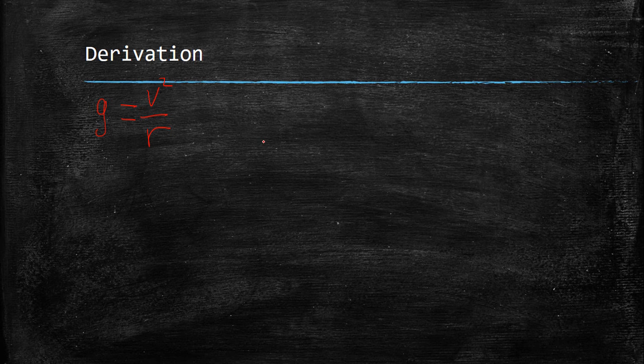Now, the first part of the problem is relatively simple. We just have to rearrange this equation in order to isolate v. So, v squared is going to equal gr, if we just put the r over, and v is going to equal the square root of gr.